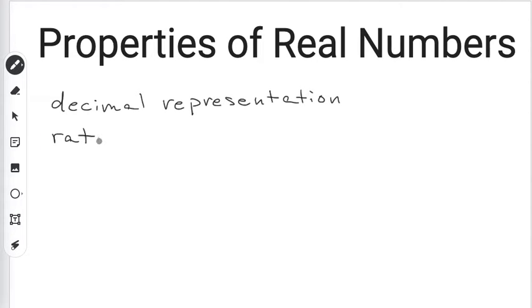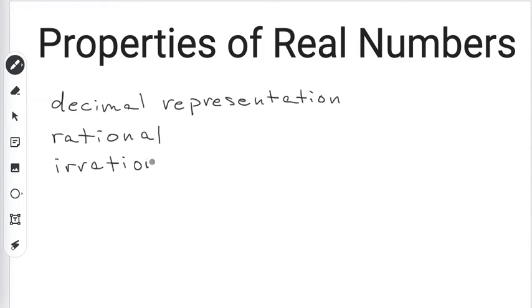In this video, we're going to talk about the properties of real numbers. So when we talk about real numbers, I'm talking about any number that has a decimal representation. A real number is always going to have a decimal representation. Now, that number may be able to be written as a fraction. In that case, we call it a rational real number. But if the number can't be written as a fraction, we call it irrational.